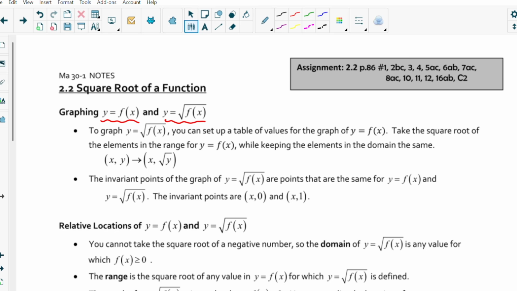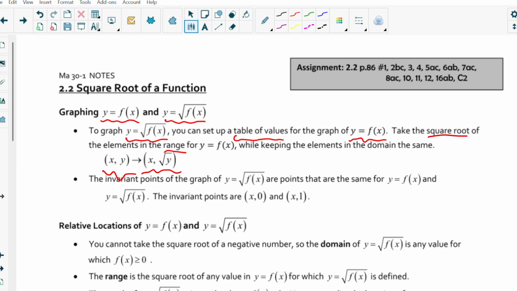So to graph y equals square root of f of x, let's set up a table of values for the graph of f of x, then take the square root of the elements of just the range while keeping the elements of the domain the same. So mapping wise, this is what we're doing.